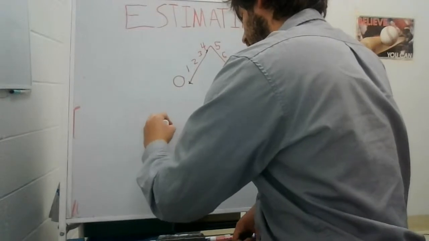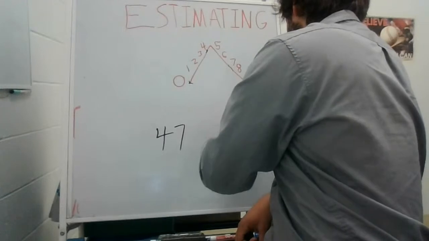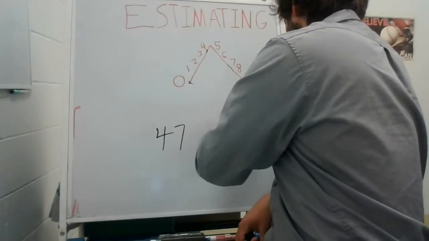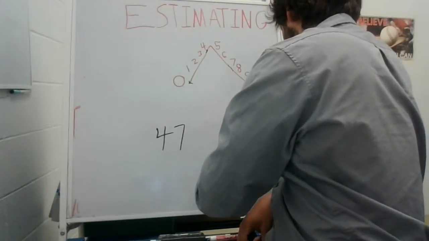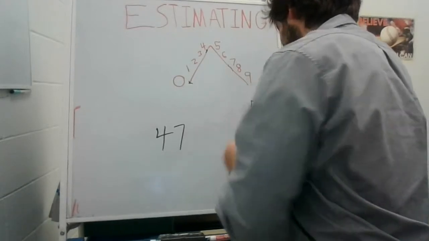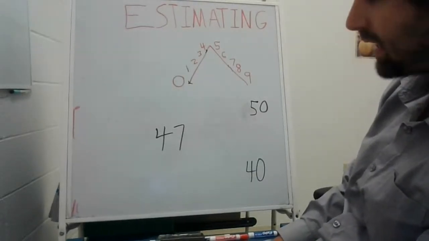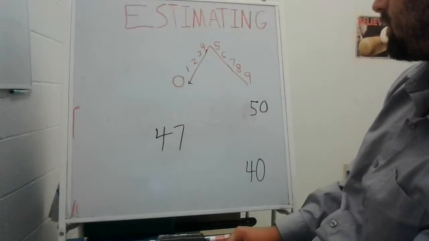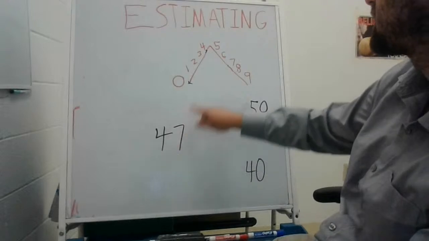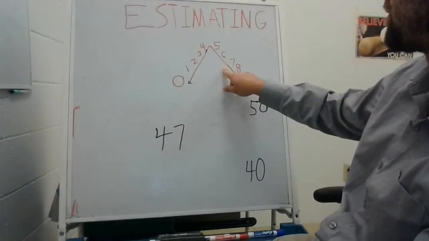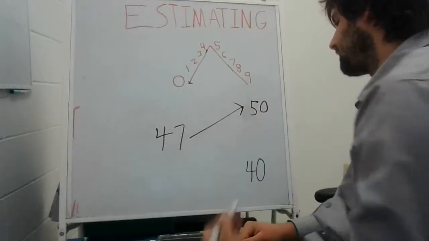So let's say the number is 47. So now I only have the two 10s that are closest to 47 here. Are we rounding up to 50 or are we rounding down to 40? That is the question. So to answer that question again, we look at the number in the ones place. 7 is more than 5. 5 or more, we raise the score. So for this one, we would round it up to 50.